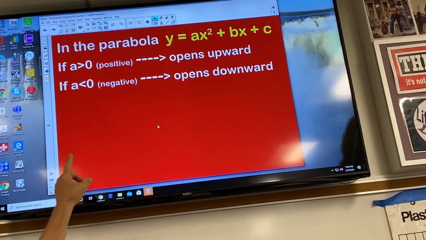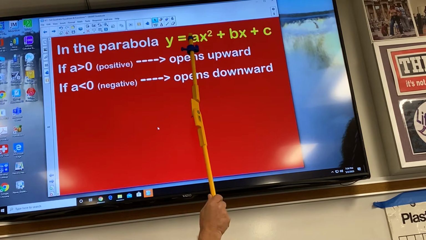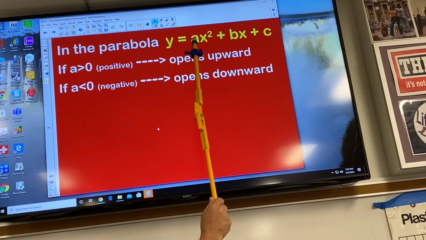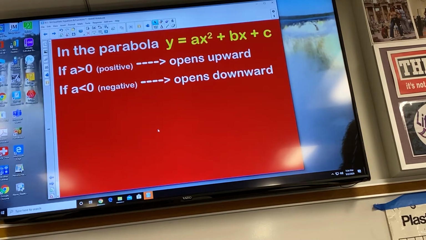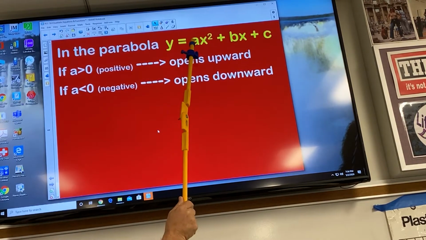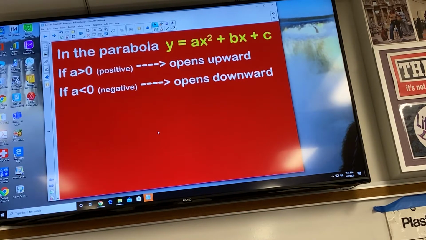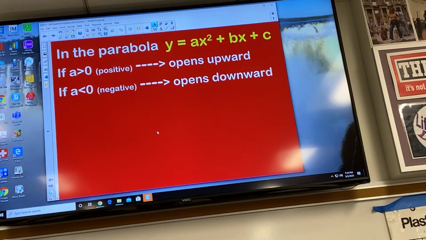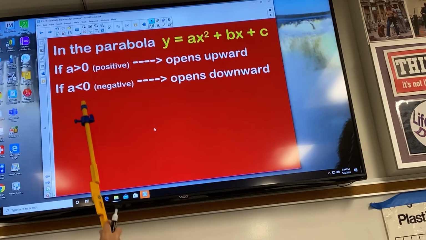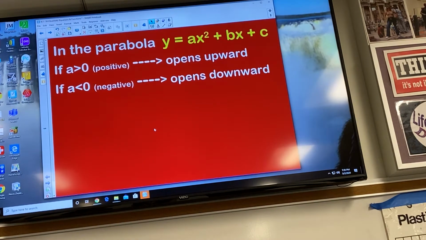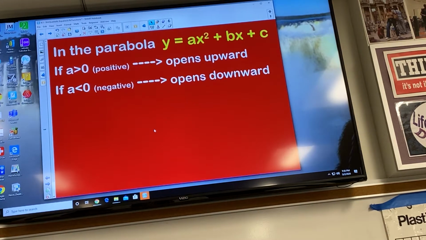If a, the letter a, the one we're talking about is that a right there. If that a is greater than 0, which is just another name for positive, the parabola opens up. So this is what a parabola looks like. It's going to open up something like that. If a is less than 0, or negative, the parabola is going to open down like that.